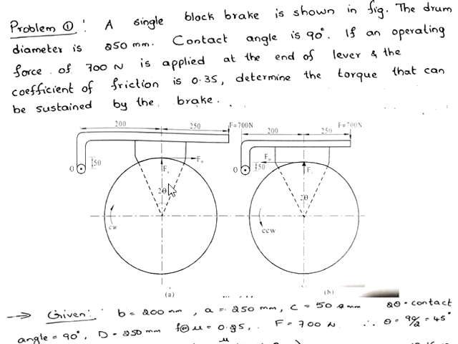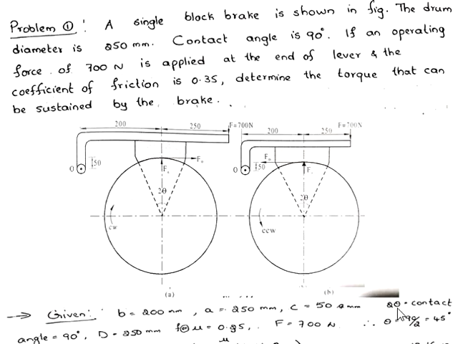So this internal angle is the contact angle. We'll denote it as 2 theta. Remember, it's not theta, it is 2 theta. So 2 theta is equal to 90 degrees. The drum diameter is given as 250 mm. The operating force, the applied force, is given as 700 Newton. The coefficient of friction is given as 0.35. We have to find out what torque can be sustained by the brake.